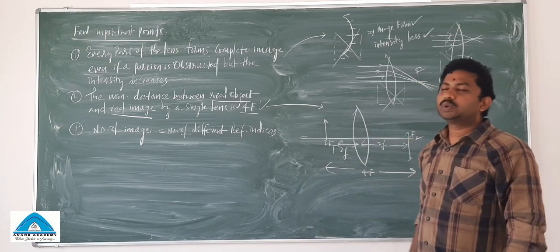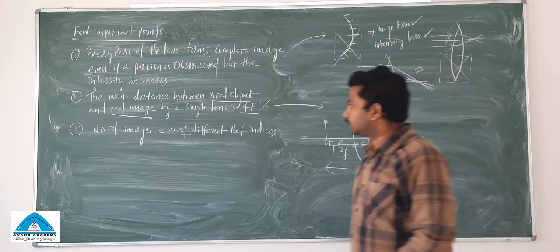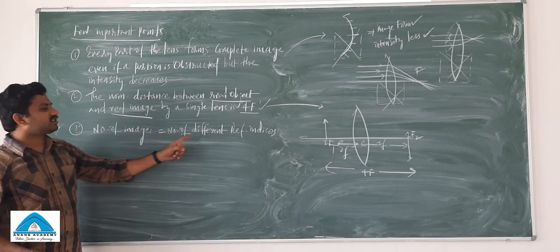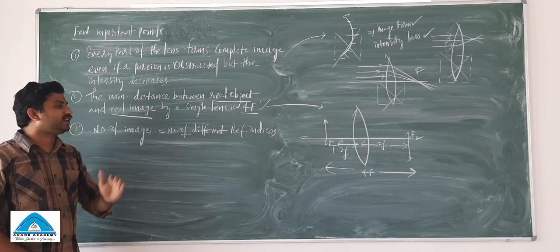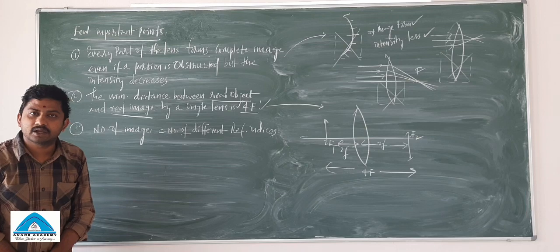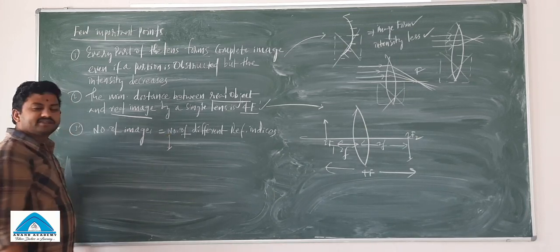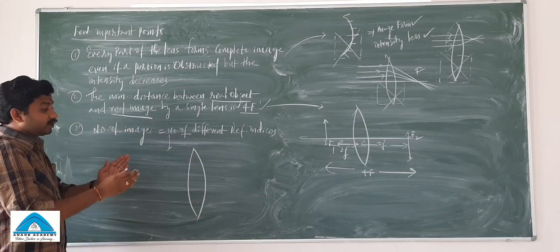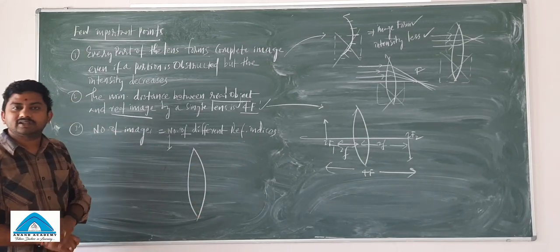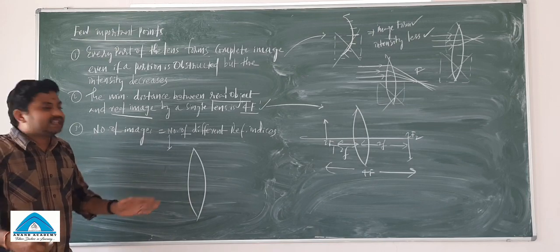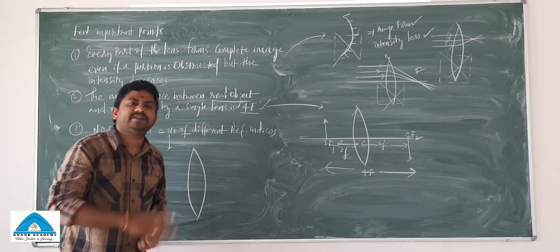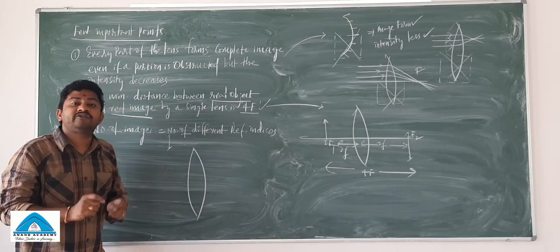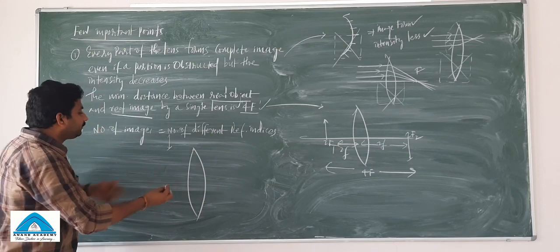Now, the third: the number of images is equal to the number of different refractive indices. What is this? Imagine I have got a lens which is a convex lens, right? In this case, generally the lens is made up of a single glass material, right? So here it is not like that. Here, the lens is made up of several mediums, right? So how many mediums are involved here?